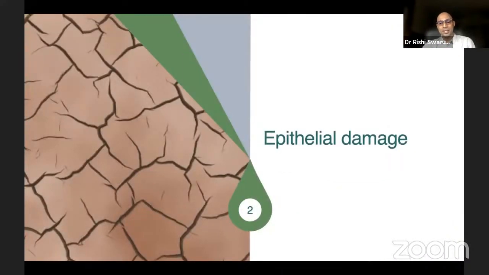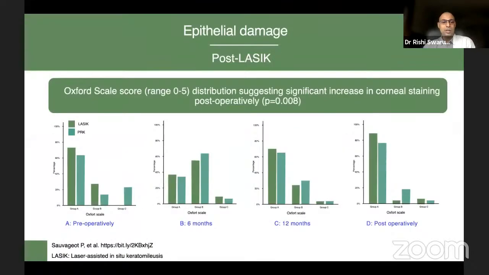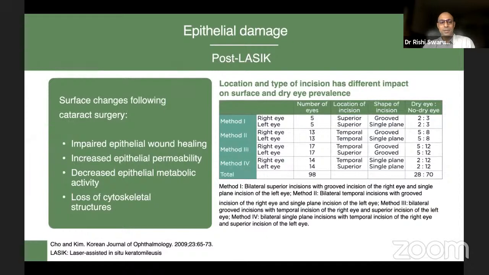So that's about desiccation, epithelial damage. We do know that the epithelial staining does go up after LASIK, and that can sometimes last up to 6 months or even 12 months. Why does it happen? It can be because of, in cataract surgery, it can be because of impaired epithelial wound healing, increased epithelial permeability, decreased epithelial metabolic activity, and loss of the cytoskeletal structures in the epithelial cells.